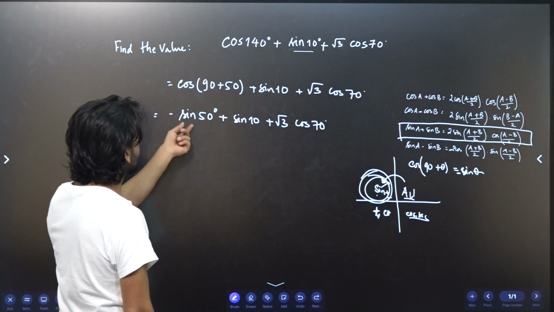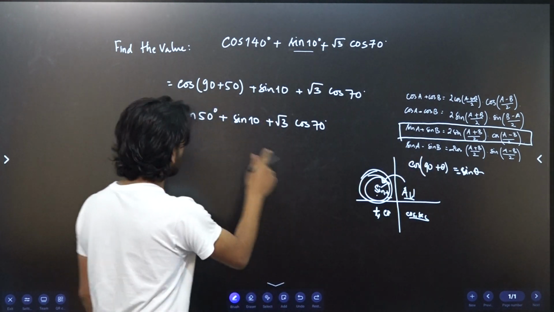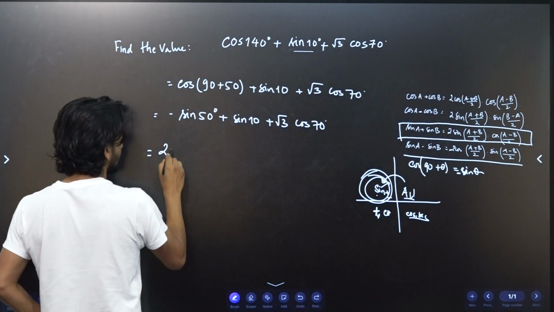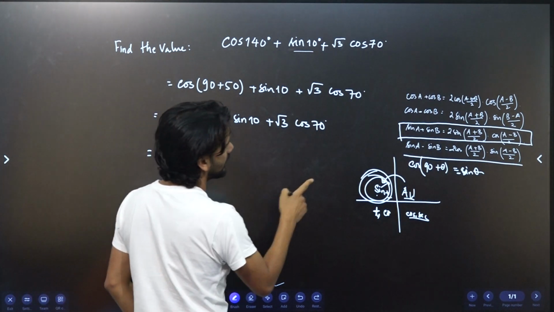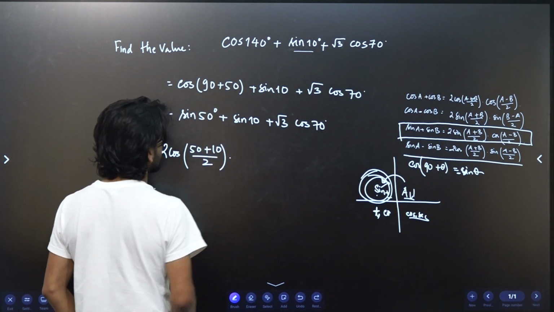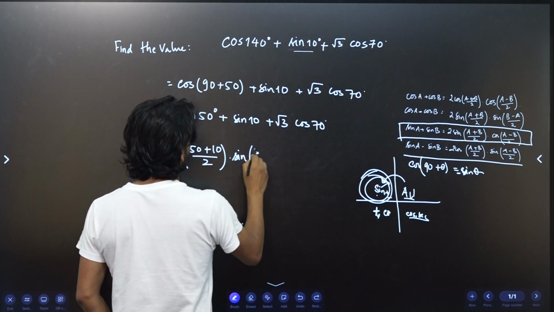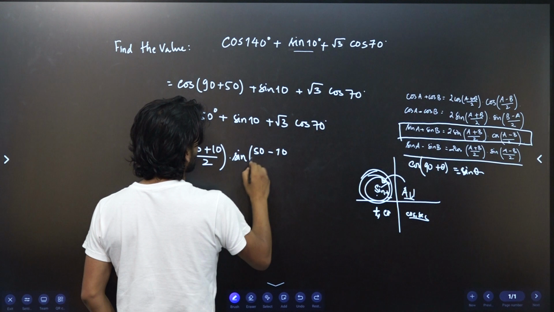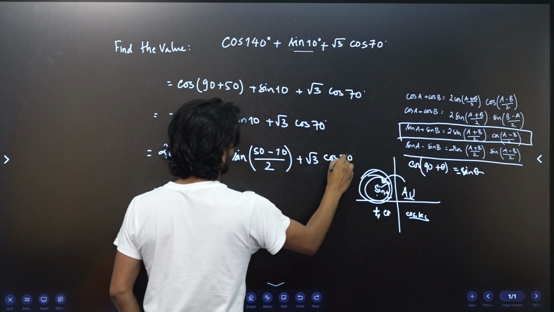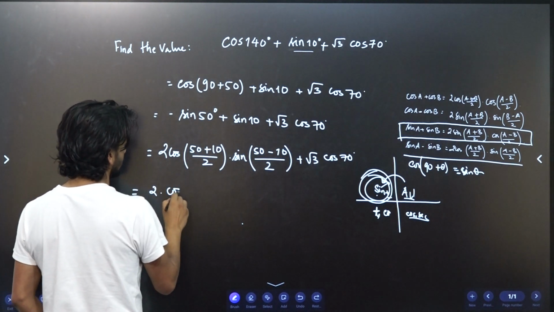Now sine A minus sine B can be used, isn't it? It looks like sine A minus sine B. Yes. So we are going to use sine A minus sine B, which is 2 times cos of (A plus B) by 2 times sine of (A minus B) divided by 2. With 50 and 10, plus root 3 cos 70, 2 times. So this is cos 30.